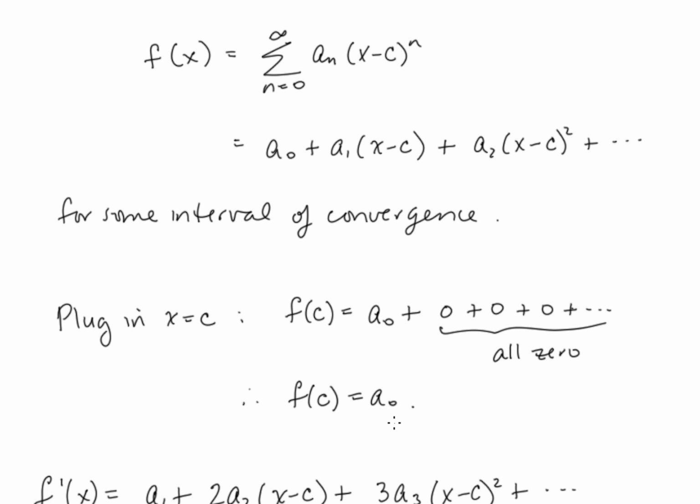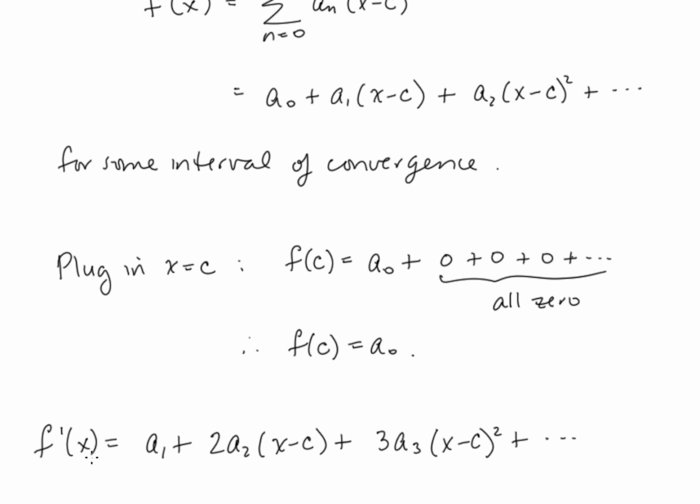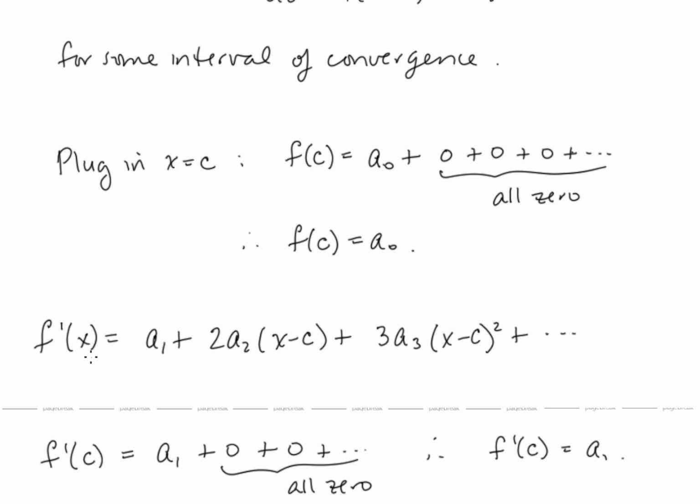Now let's take the derivative of this series. We know by the last lesson that we can take the derivative term by term. So f prime of x is equal to, the derivative of a naught is 0. Here we're going to have a1. Here we're going to have 2a2 times x minus c to the first, and so on. And if we plug c into the derivative, what do we get? We have f prime of c is equal to a1, because the rest of these terms are equal to 0 at x equals c. So that tells us that a1 must be f prime of c.